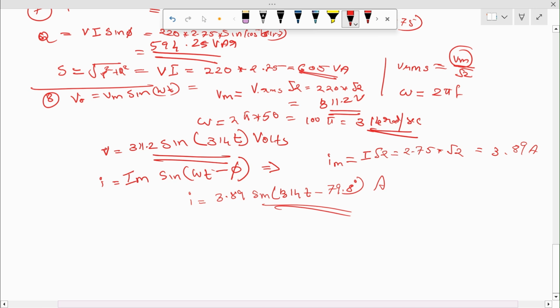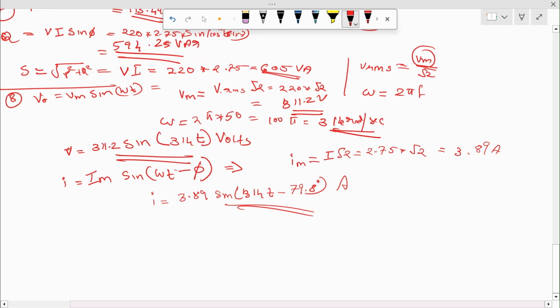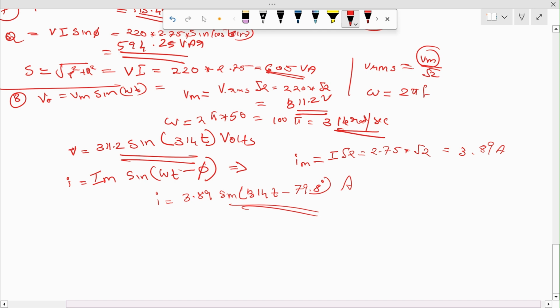So after all this, we have to draw a phasor diagram of the circuit. How will the phasor diagram of this circuit look if you try? So I take voltage as the reference. So this is the voltage. The current I is lagging with the voltage phasor because it's an RL circuit. If it's an RC circuit, the current will lead the voltage. But since it is an RL circuit, the current will lag.